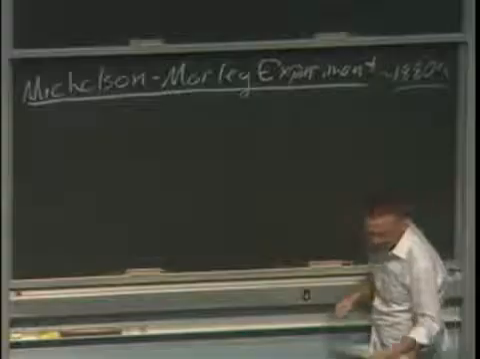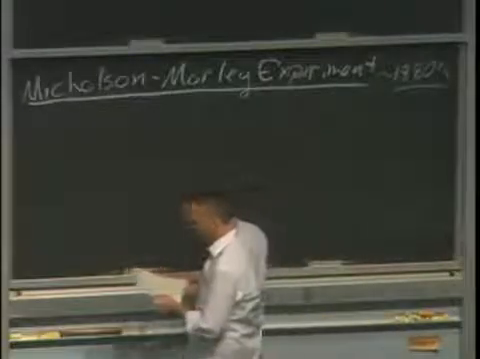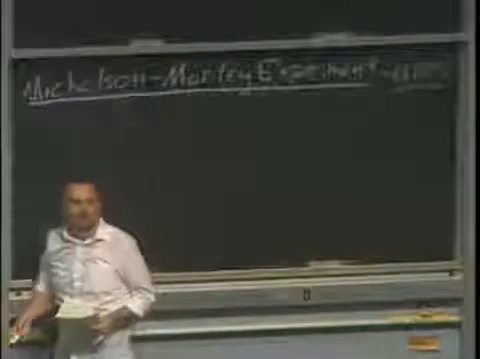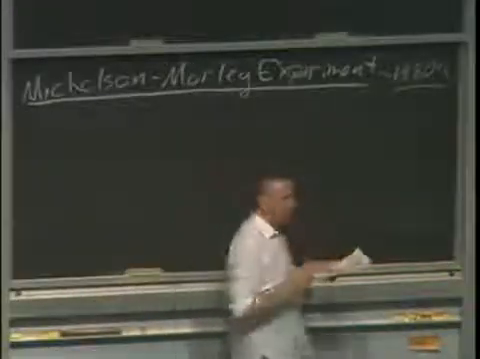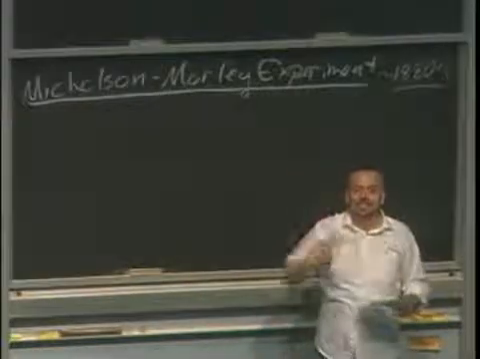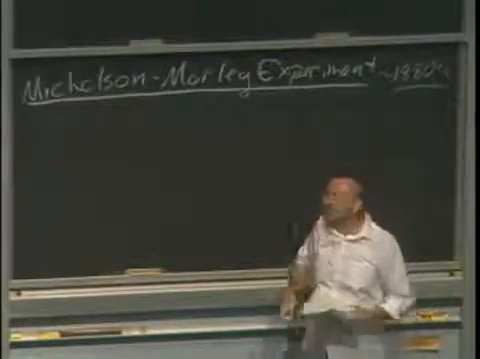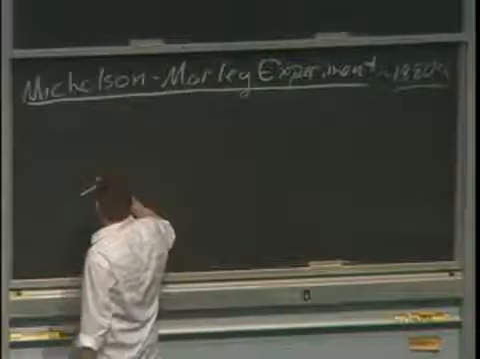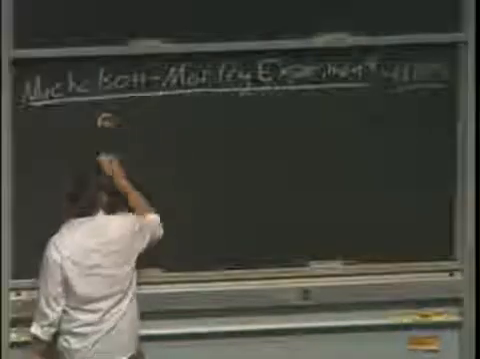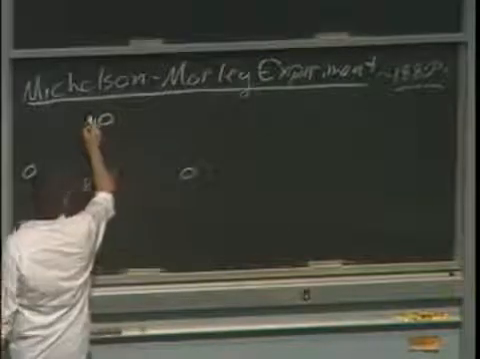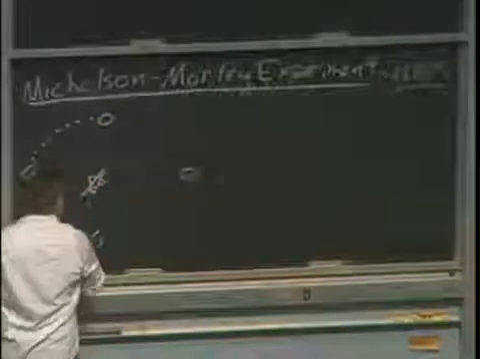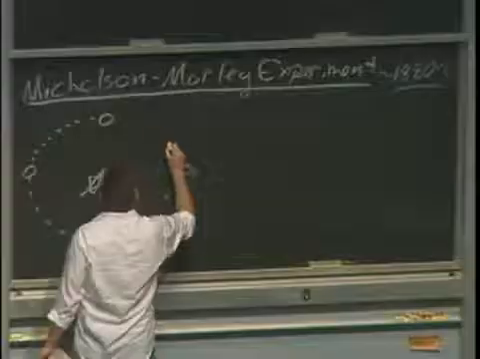Okay, so they knew that their experiment was in the Earth's frame of reference, and the Earth was orbiting around the sun. So they made a device that was supposed to measure the change in the speed of light as the Earth orbits the sun. So let me draw. Here's the sun. Here's the Earth at different points in its orbit around the sun.